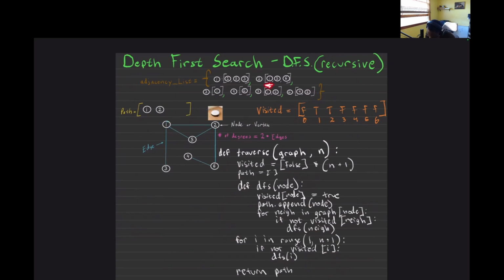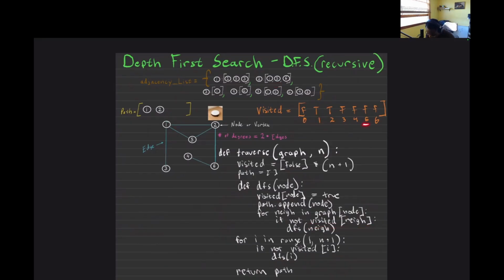Okay, well, 2 has a 1, right? But has 1 not been visited? Well, it has. We have it as true, right? 1 is equal to true. So we don't go back here. We don't go there again. What about the next neighbor, 5? Has 5 been visited? No, it hasn't.